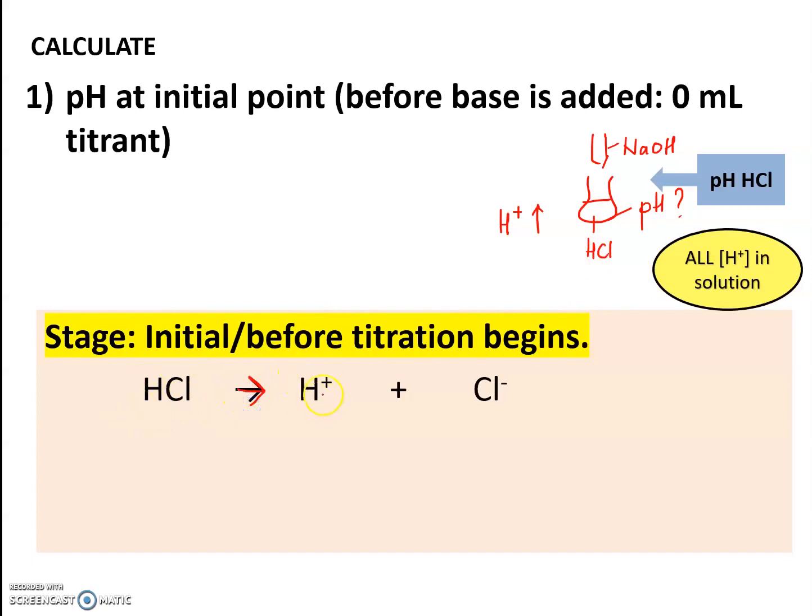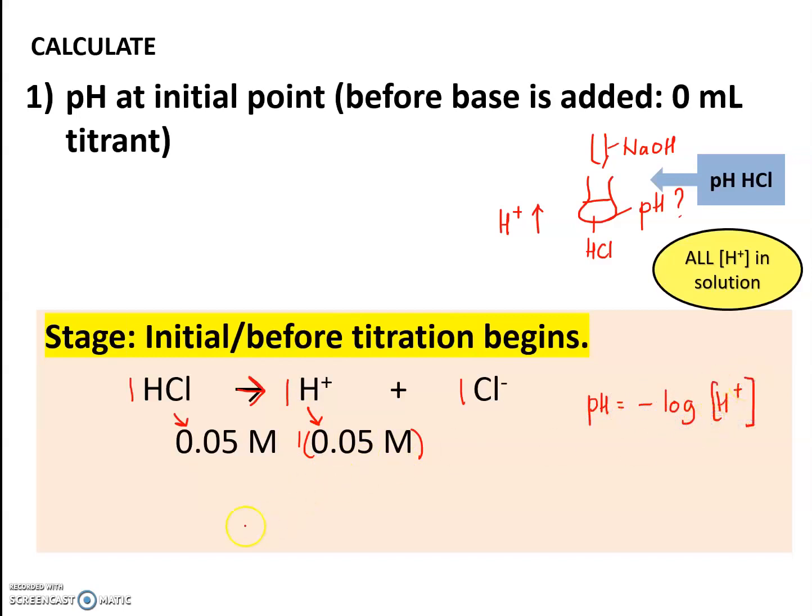H plus plus chlorine. After balancing, 1 mole of hydrochloric acid dissociates 100% to 1 mole of H plus and 1 mole of chlorine. Given the molarity of hydrochloric acid is 0.05 molar, because of 1 mole, so 1 times 0.05 molar. So find the pH of this solution. pH is negative log concentration of H plus.